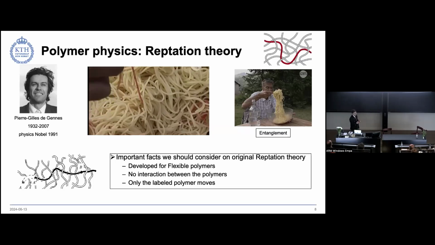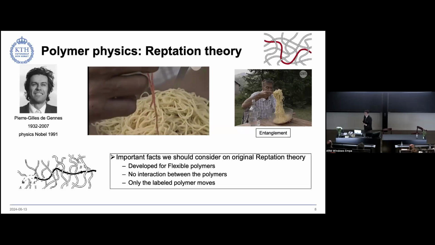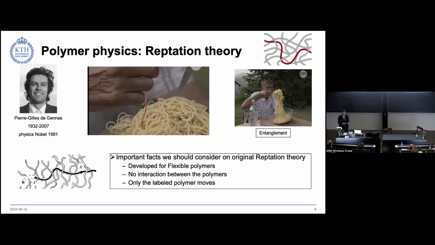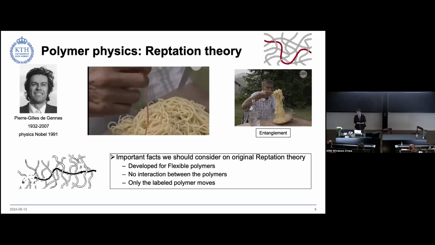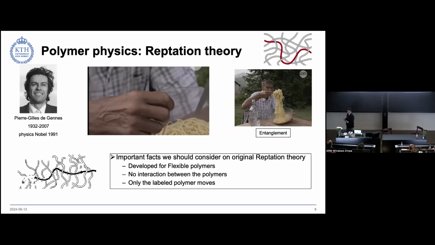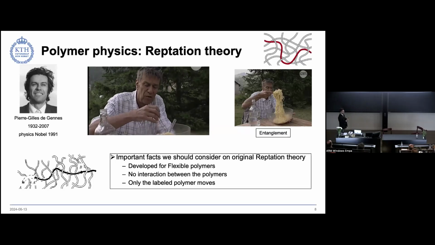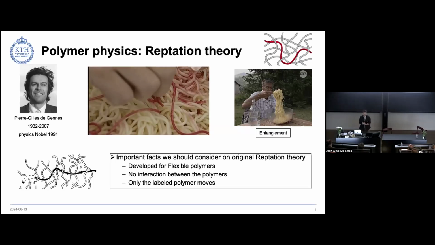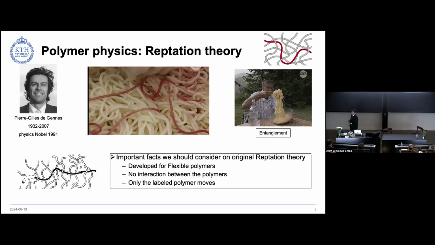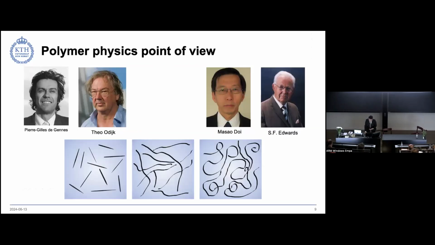force. But this reptation theory, which was established by Professor de Gennes, was developed for flexible polymers. And the other assumption was that there was no interaction between the polymers, and that only the labeled polymer was moving in the system. So the surroundings were considered a static system. So over the years, scientists tried to improve the model to be applied to different kinds of polymers with different flexibilities.